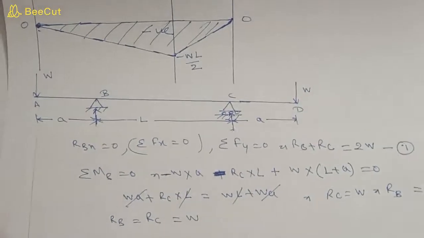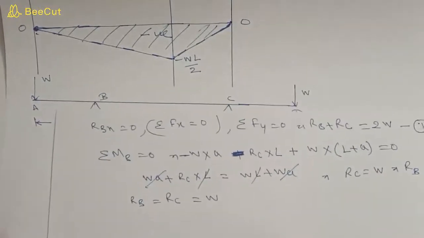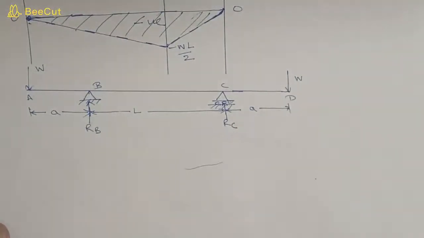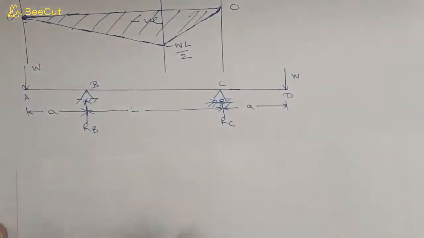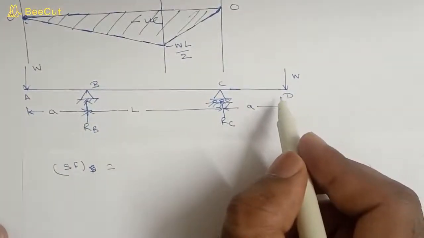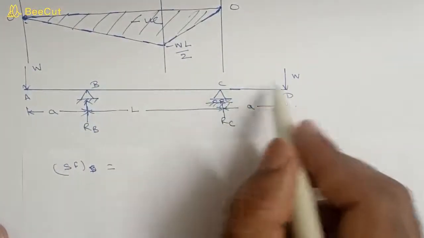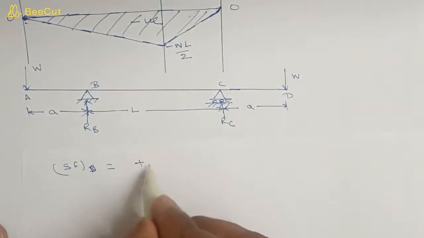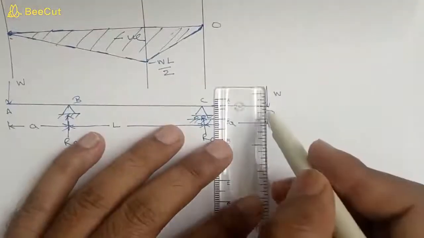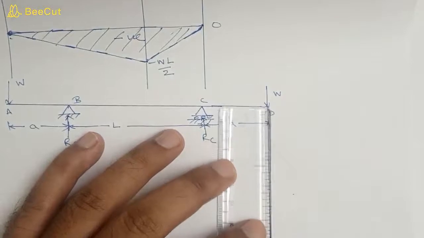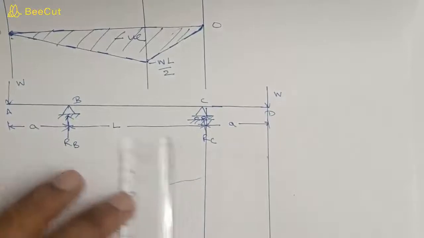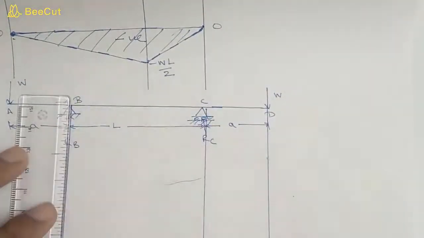Now if we want to draw the shear force diagram, then shear force at point D will be W, and this is downwards, this is upward, so it will be positive, so it will be plus W. So let's draw the lines to draw the shear force diagram. We will draw the lines from all the forces, reactions and external forces. So we have drawn the lines.